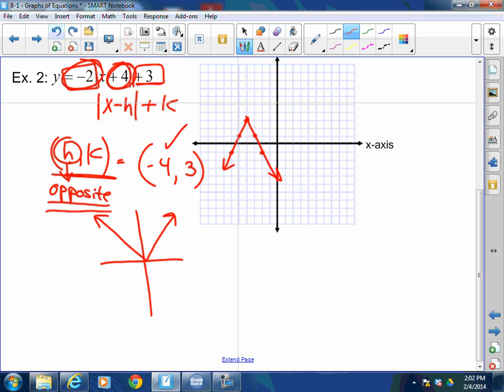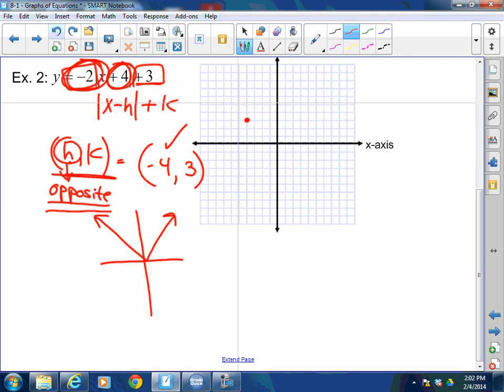What did I do with the slope? Well, I graphed the HK: 1, 2, 3, 4, 1, 2, 3. Negative 4, 3. This is my slope, negative 2. I taught you guys that in slopes, you always run to the right. But since this is an absolute value, you run to the right and the left.